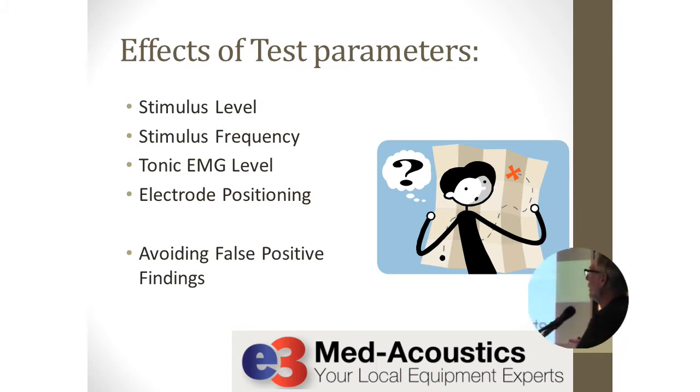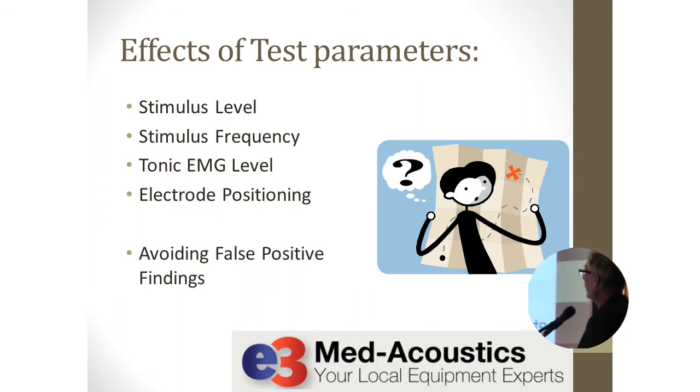So what's important about the C-VEMP? Well, stimulus level, that you got it loud enough, and I say at least 100 dB. Stimulus frequency, that you don't go over 750. It's either done at 500 or 750. Make sure they're contracting that muscle enough and equally for right and left. The technique that we explained is the best one for that.